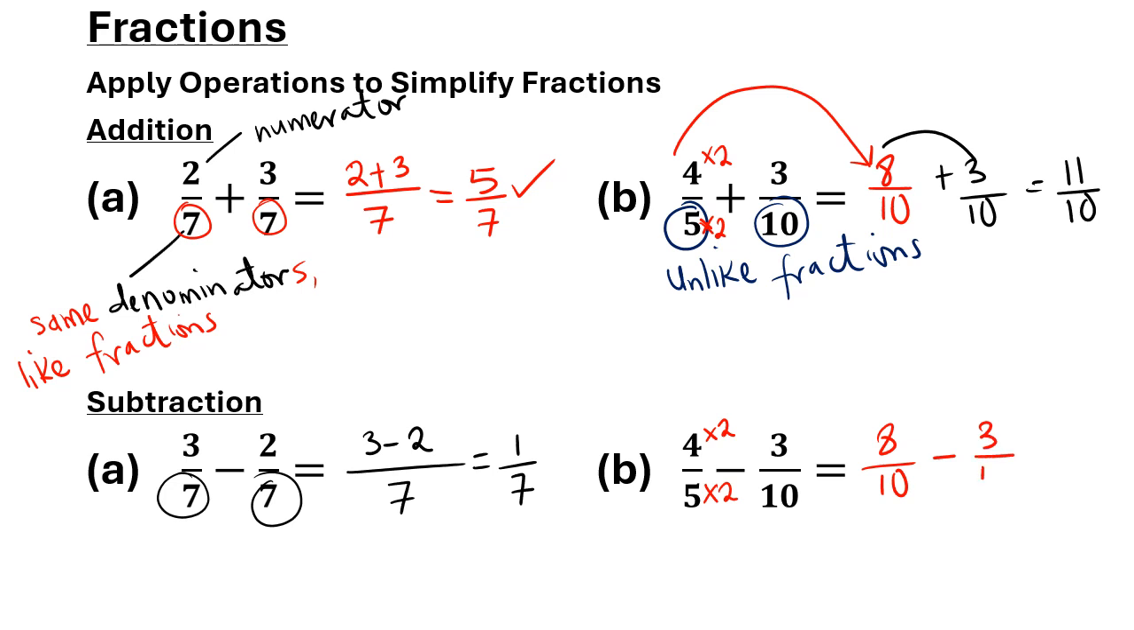So here now we have like fractions, so we can now do 8 minus 3. 8 minus 3 is going to be 5, right? 8 minus 3 is 5, and 10 is 10. You do not subtract the denominator, you just keep it the same.